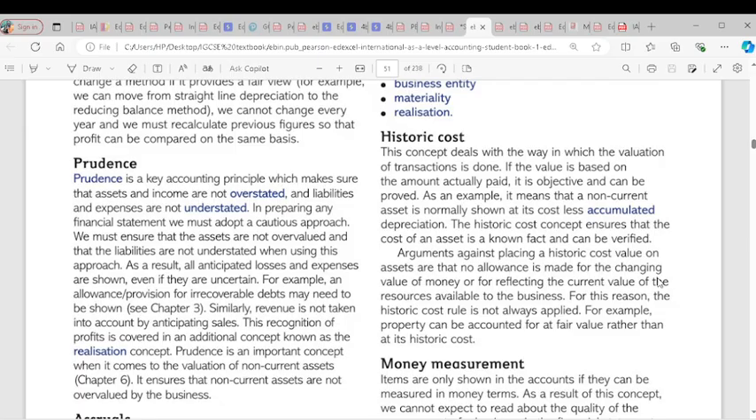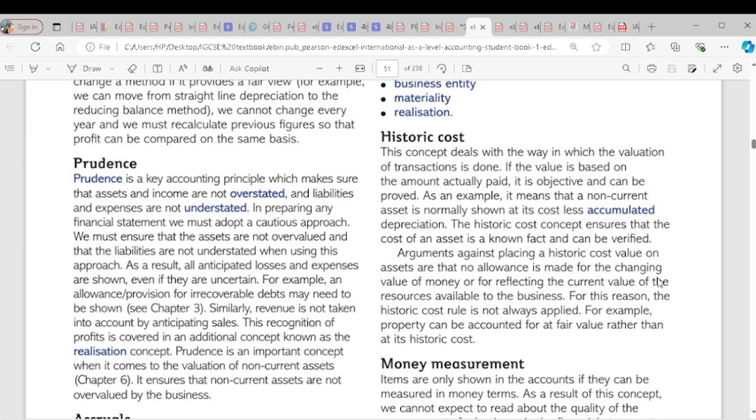Prudence means your assets and your revenue are the benefits of the business. Liabilities and expenses are the cost to the business. Yes or no? So when you are stating your values in terms of assets and revenue, you must not overstate them so that you look good in the eyes of stakeholders. You must not look good in the eyes of stakeholders.